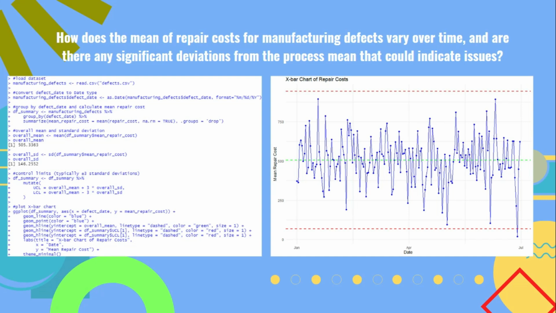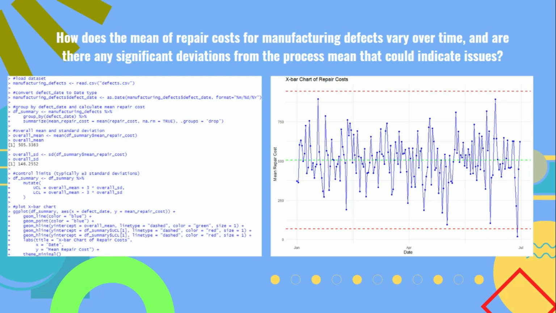146.2552. And we can interpret the mean repair cost of $505.34, that this cost provides an estimate of the average cost incurred for repairs per defect date, and this value serves as a central tendency metric, giving a sense of what the typical repair cost might be on any given day. And also the standard deviation of $146.26 indicates the level of variability in the repair costs across different defect dates. A higher standard deviation suggests more significant fluctuations in repair costs, while a lower standard deviation would indicate that the repair costs are more consistent day to day.